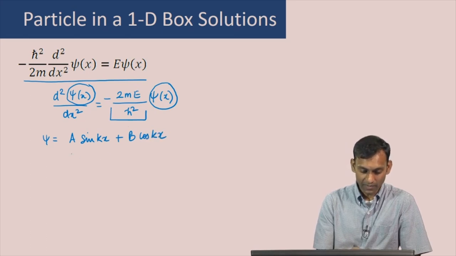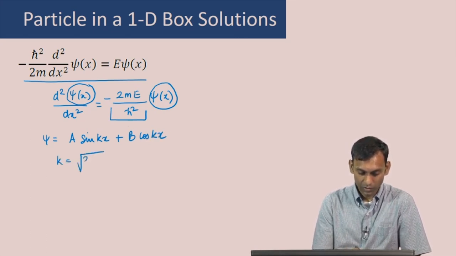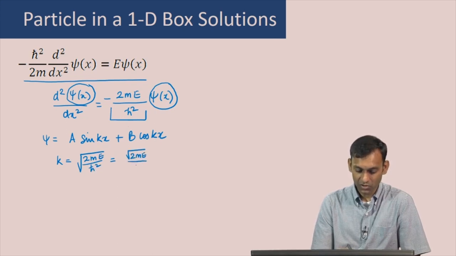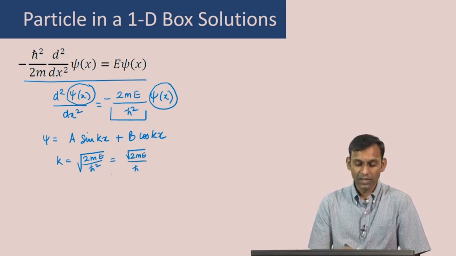K here would be square root of 2 m E by h bar squared, or square root of 2 m E by h bar. Now, if you substitute this into the eigenvalue equation here, you can verify that this is indeed a solution.